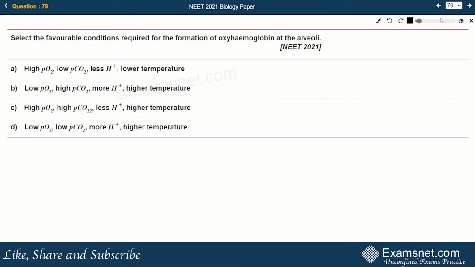So question number 79 is from the chapter Breathing and Exchange of Gases, class 11. And the question is, select the favorable conditions required for the formation of oxyhemoglobin at the alveoli. Four possible conditions are given in the options and we have to find out the most appropriate condition for the formation of oxyhemoglobin.